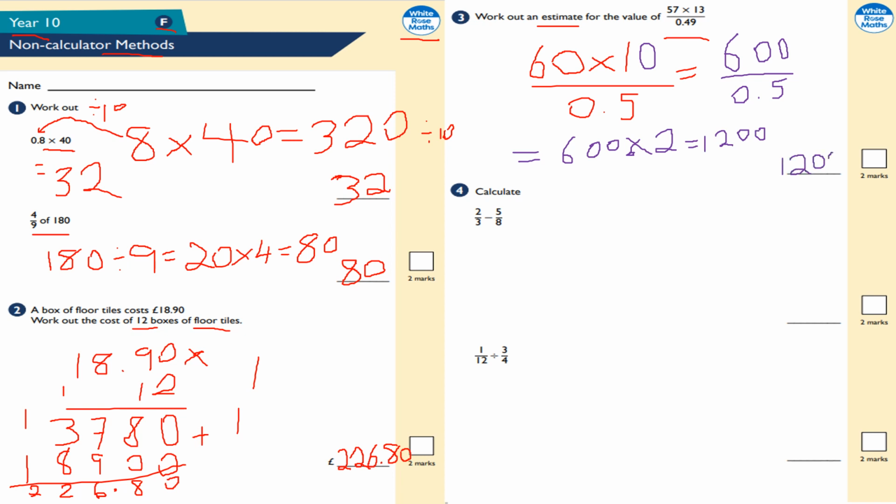So dividing by 0.5, you're actually multiplying your answer by 2. Okay, so yeah, it's a little fact there. Dividing by 0.5 here is the same as multiplying the answer by 2.